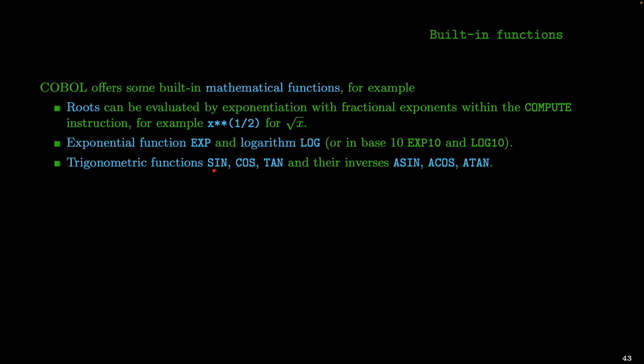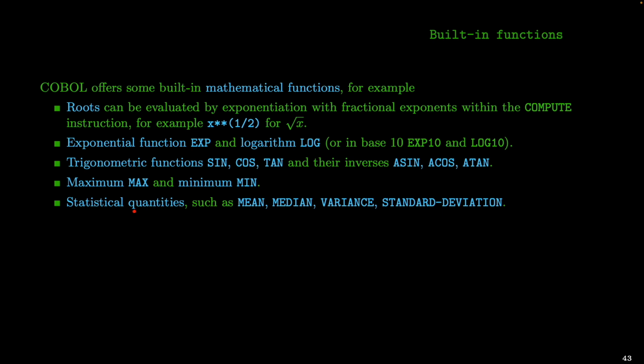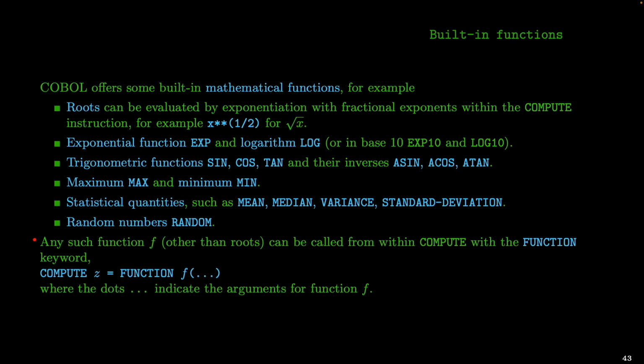You have trigonometric functions, sine, cosine, tangent, and their inverse functions. You have maximum and minimum functions for a set of numbers. You can compute certain statistical quantities such as mean, median, variance, standard deviation. And you can generate random numbers using the random function. And there are many, many more built-in functions, and you should check out IBM's COBOL programming guide to see which ones there are.